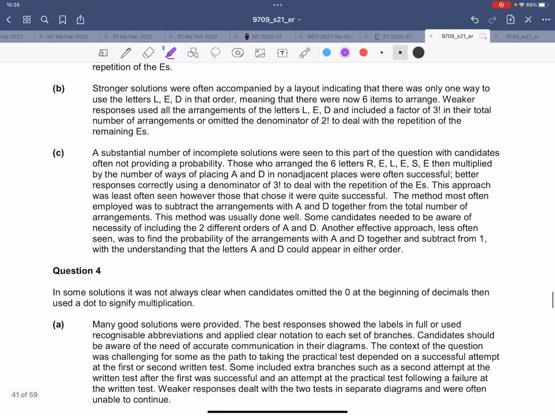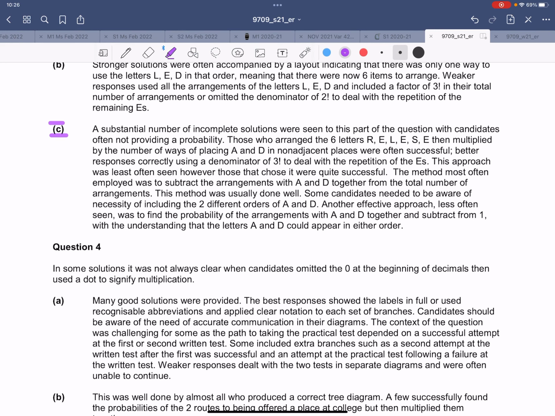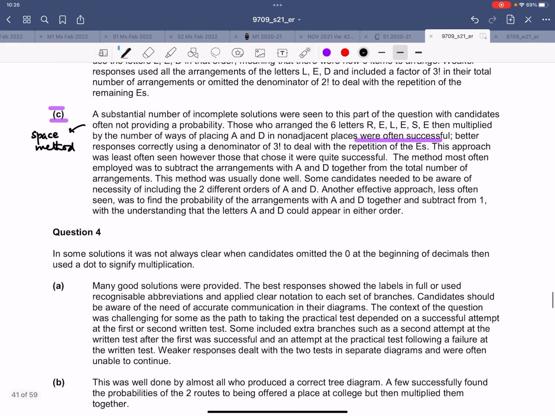The probability one. A substantial number of incomplete solutions were seen in this part of the question, with candidates often not providing a probability. Those who arranged the 6 letters and then multiplied by the number of ways of placing A and D in non-adjacent places were often successful. So this is the space method that they have used, and we have used both methods, not together. This approach was least often seen.